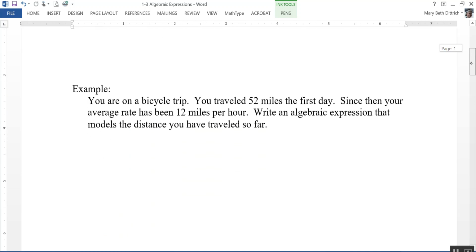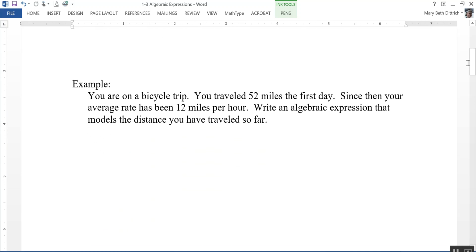Here's another example. You're on a bicycle trip. You traveled 52 miles the first day. Since then, your average rate has been 12 miles per hour. Write an algebraic expression that models the distance you have traveled so far. So I'm going to need to introduce a variable into this problem. I'm going to call it h because it's going to represent the time. Let h equal the number of hours since the first day.